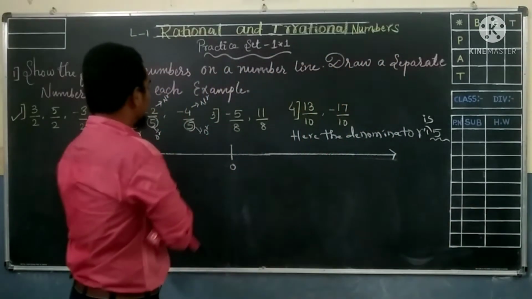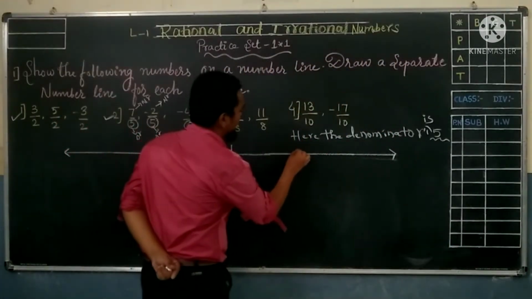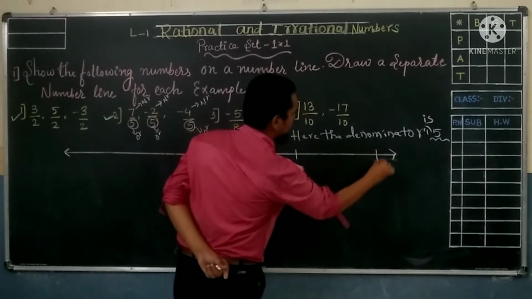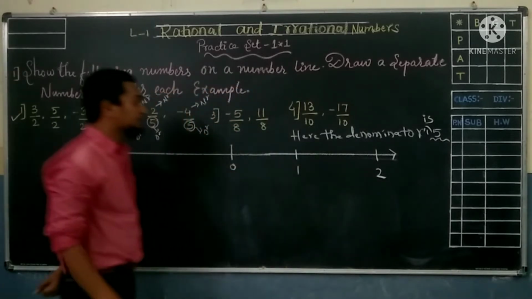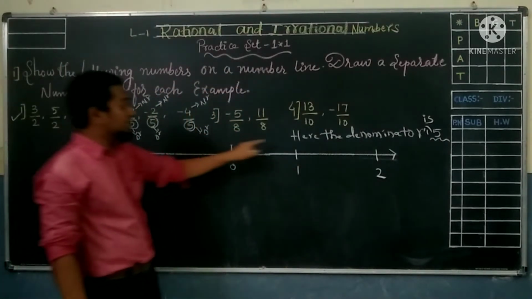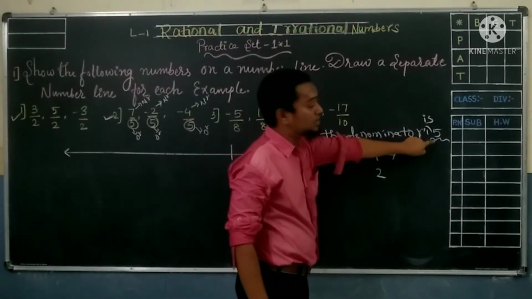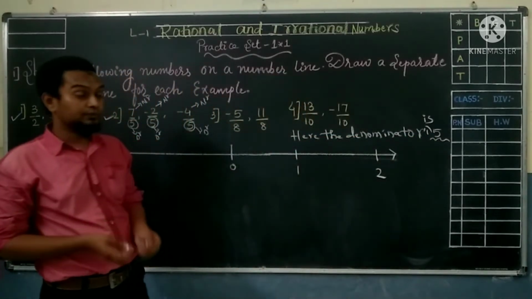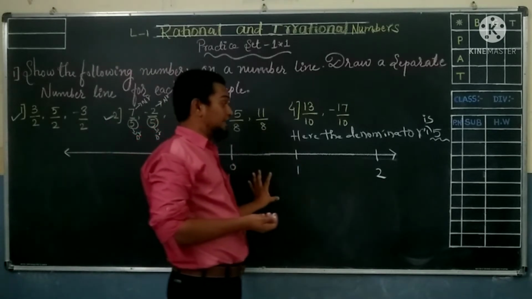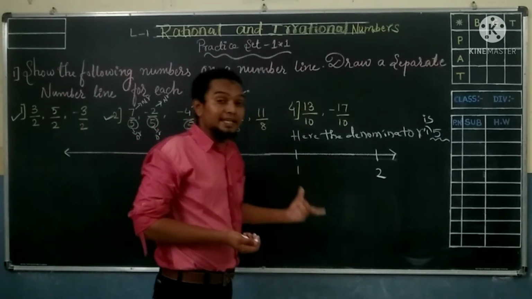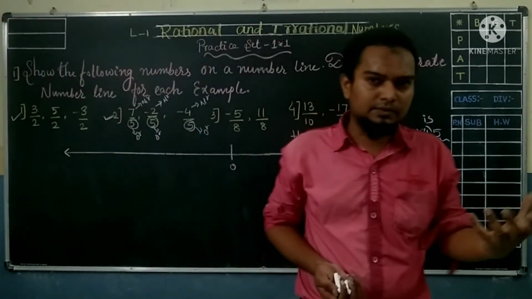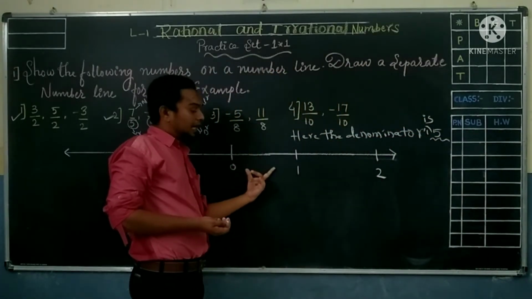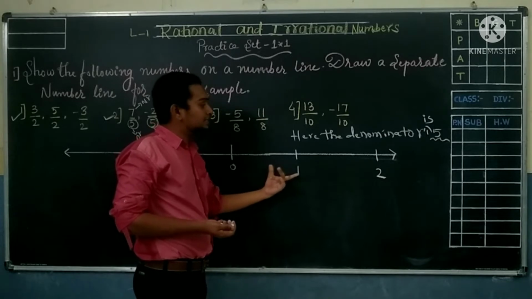Now, first of all I will write this is 1 and this one is 2. Here the denominator is given. How much? 5. Therefore, the denominator 5 means that every two consecutive numbers have the same difference.